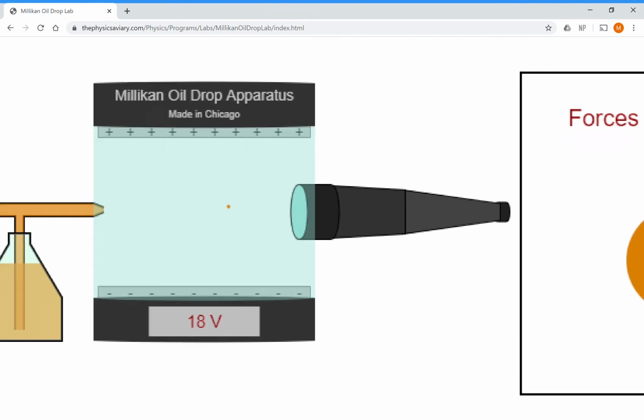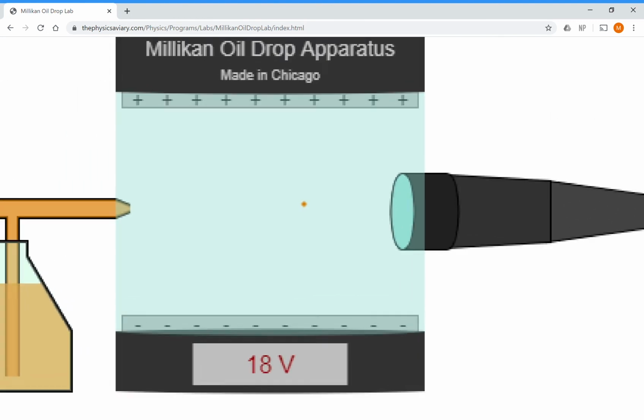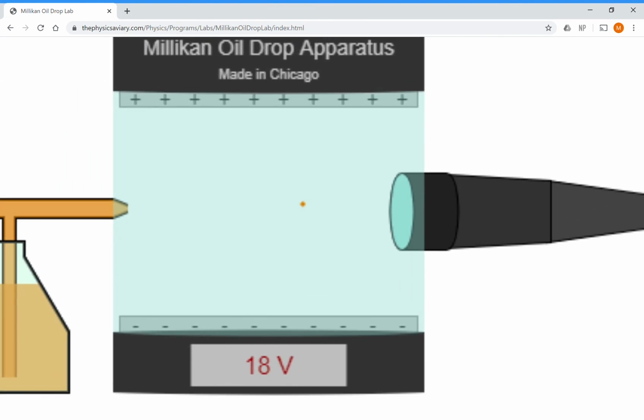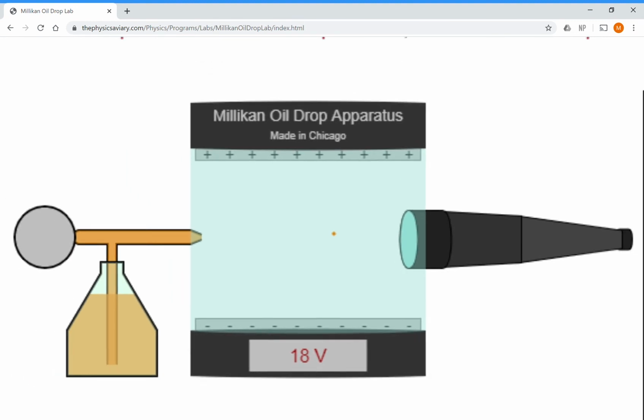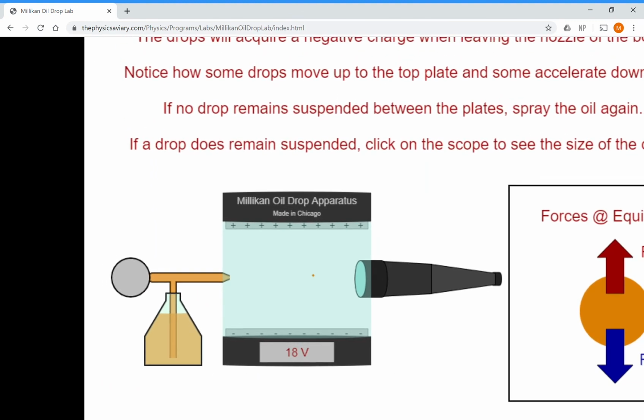And what he did is he did this with hundreds of drops, okay? Some of these drops only had like 5 or 6 or 7 excess electrons on them, okay? And so if he could figure out the greatest common factor of these charges, would that be the charge on the electron? Okay, that's the premise of the experiment. So Millikan's oil drop experiment, that's basically the apparatus here like this.